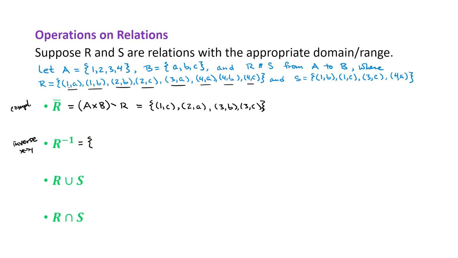So our first ordered pair was 1A, we'll switch it to A1. Second ordered pair was 1B, we'll switch it to B1. Next ordered pair was 2B, we'll switch it to B2. Then we had 2C, we'll switch it to C2. Then we had 3A, we'll switch it to A3. Then we had 4A, we'll switch it to A4. We then had 4B, we'll switch it to B4. And lastly, we had 4C, we'll switch it to C4. And that's literally all you do. Don't overthink it. Okay?